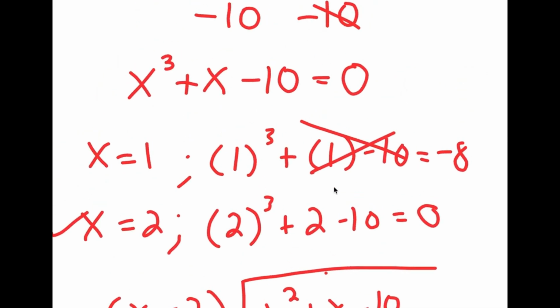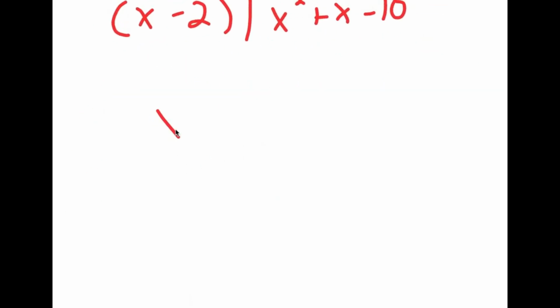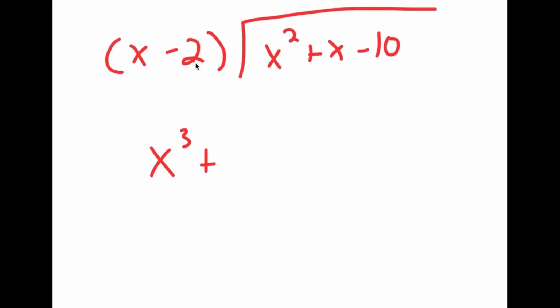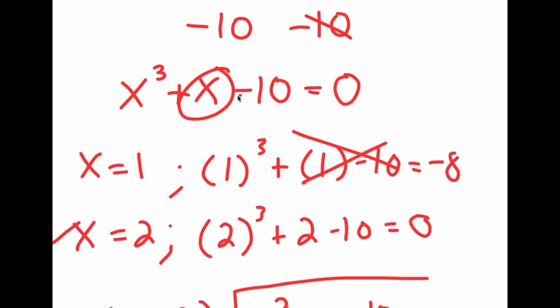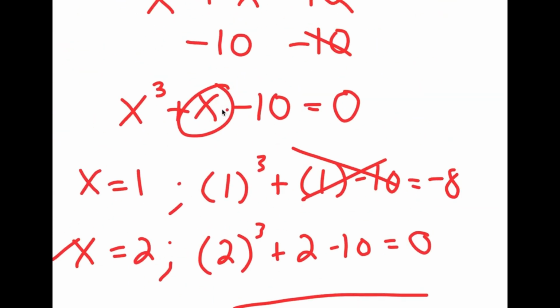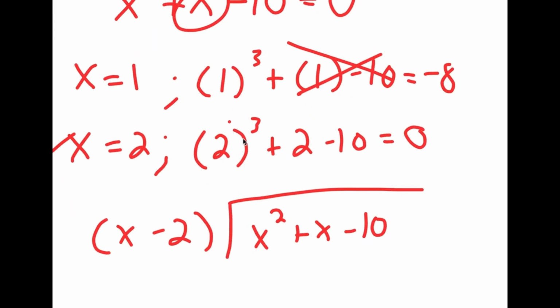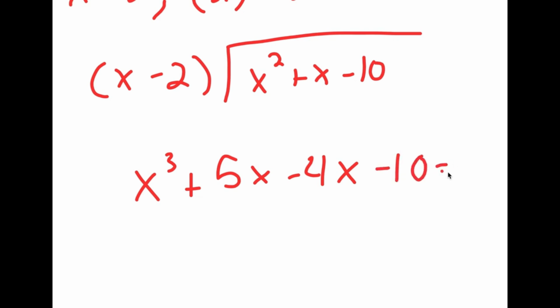However, this also means what we can do is we can rewrite x to the power of 3 plus x minus 10 as, well, what's 2 squared? 2 squared is 4, so I get plus 4x, and then because we have plus 4x, what is 4x plus what is equal to x? Well, 4x minus 3x, or we could also do 5x minus 4x. So we get x to the power of 3 plus 5x minus 4x minus 10 is equal to 0.